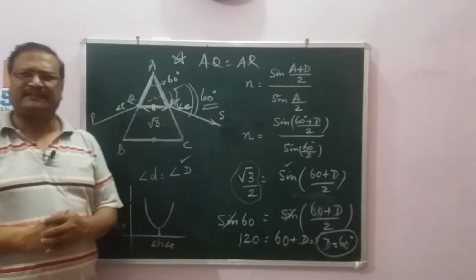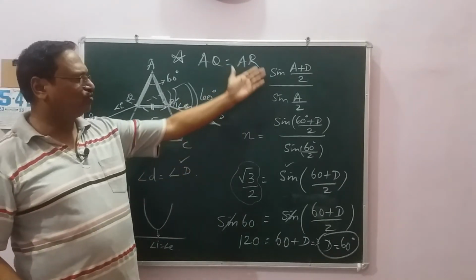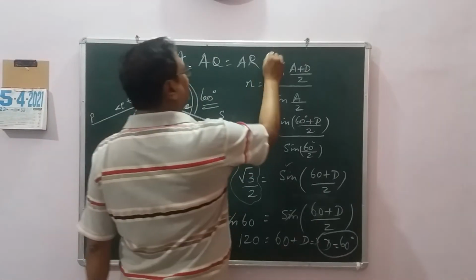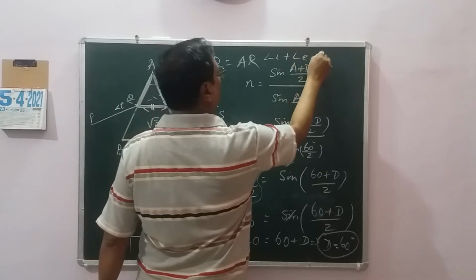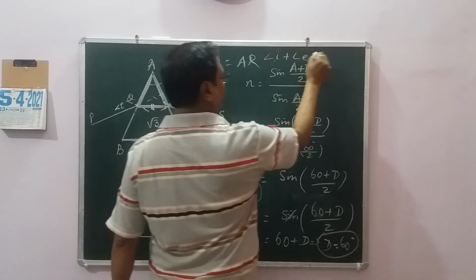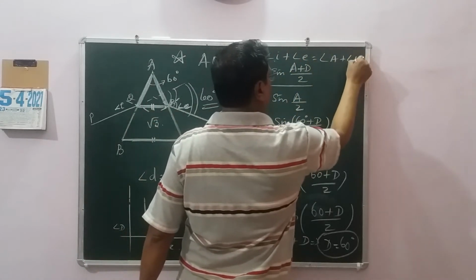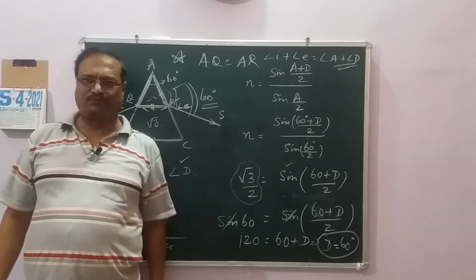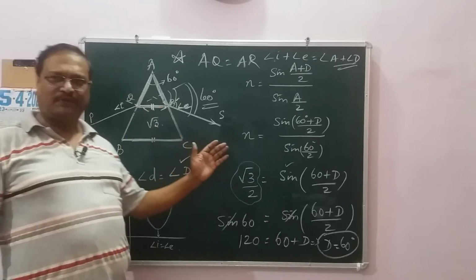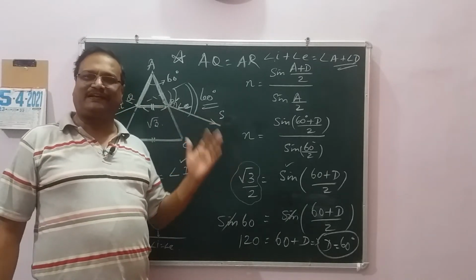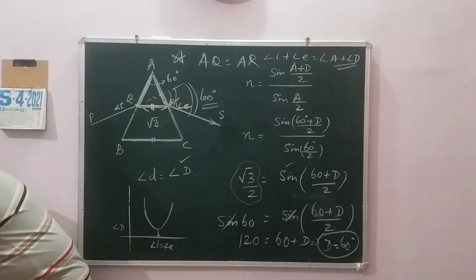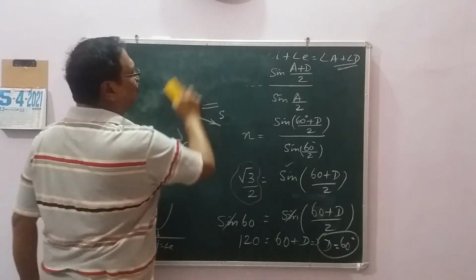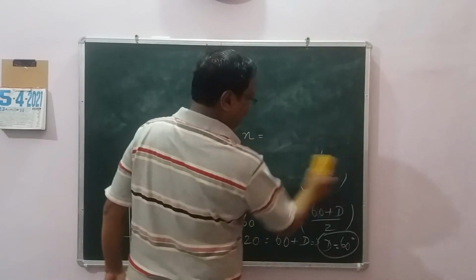I hope you understand. This is one problem which uses this concept, and another formula which you always use is angle i plus angle e is equal to angle A plus angle D. These are the two formulas which we often use. Now I would like to do one more problem based on total internal reflection. Let me see what that problem is. Yes, this has also been asked in previous year papers.